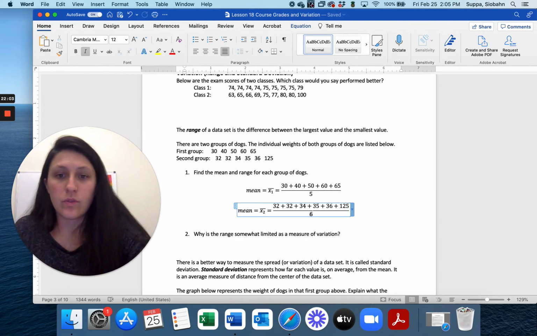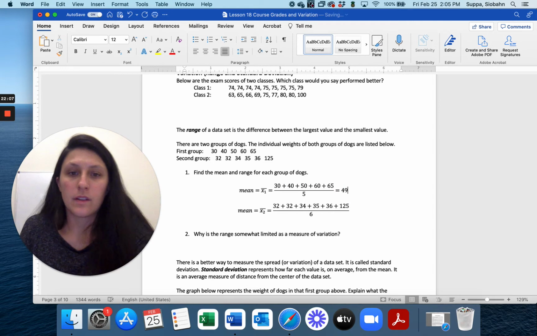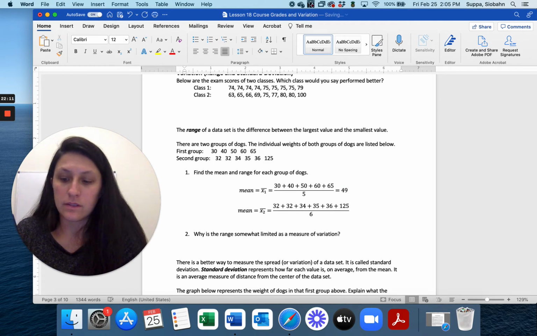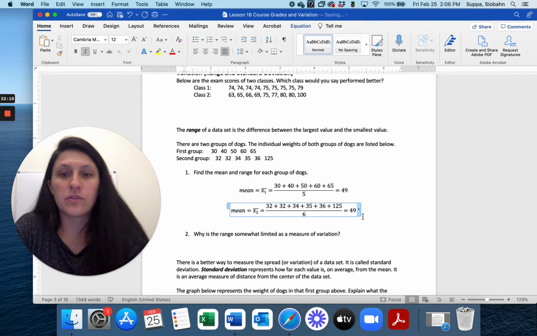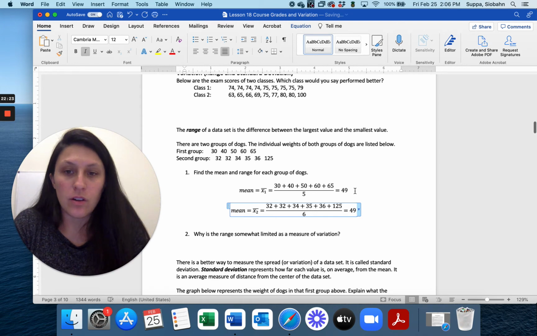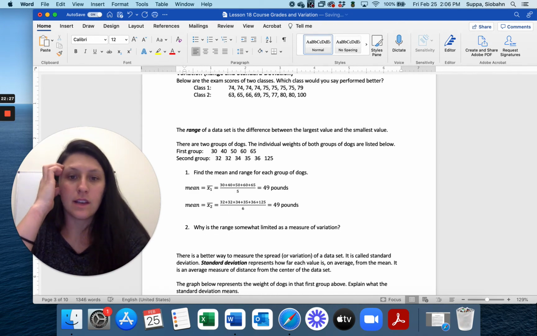So I got 49 for the mean of the first group of dogs. 49 pounds, so we should specify that it is pounds. And for the second group, I got 49 as well. So it looks like both groups have the same mean. They have the same average weight amongst all of the dogs there. We could put pounds here for consistency's sake.